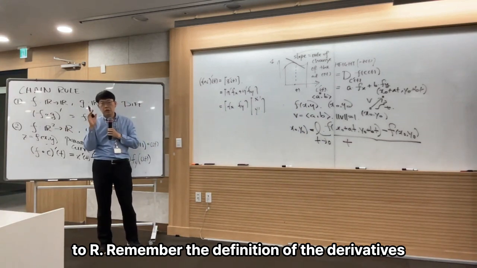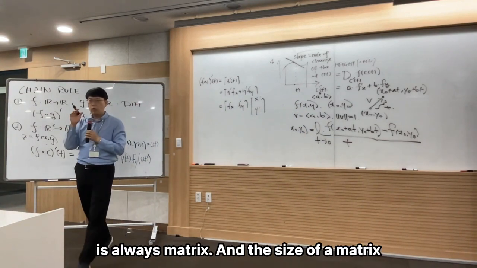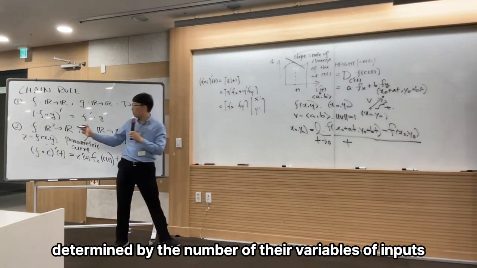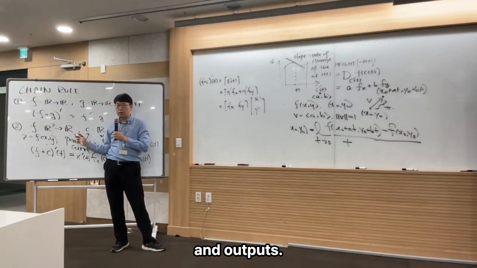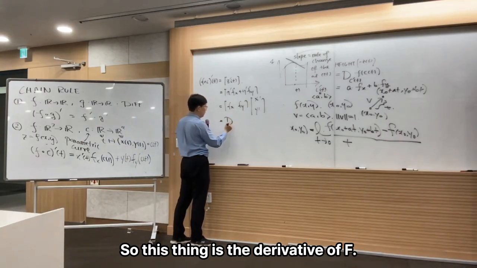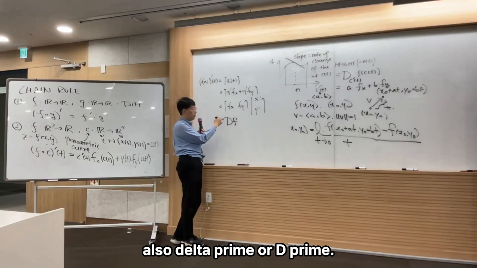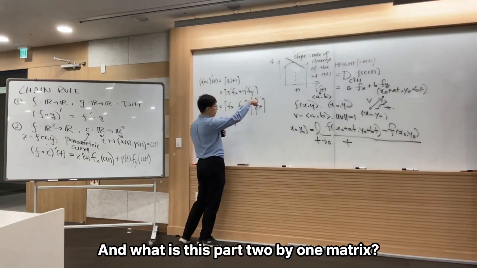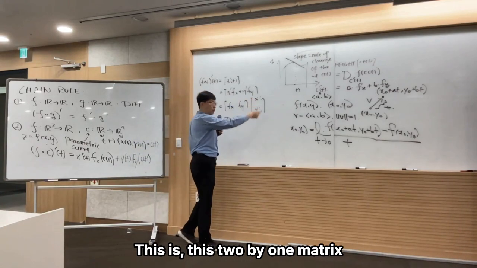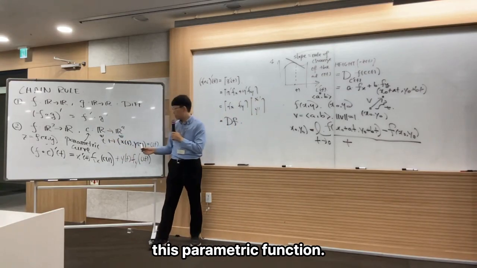f is a function from R² to R. Remember the definition of the derivative of a multivariable function. The multivariable function derivative is always a matrix, and the size of the matrix is determined by the number of variables of inputs and outputs. So this thing is the derivative of f. Usually we call it f prime, also del f or df. And what is this part? This 2-by-1 matrix is the derivative of c, this parametric function.